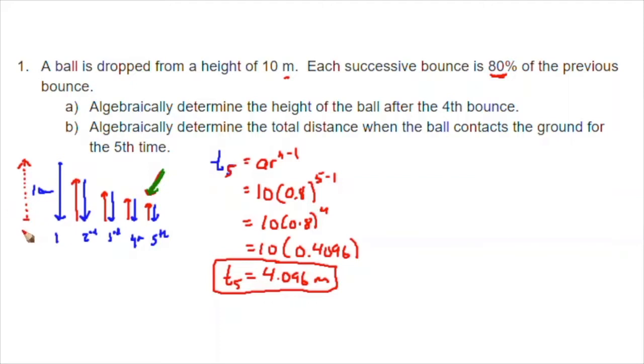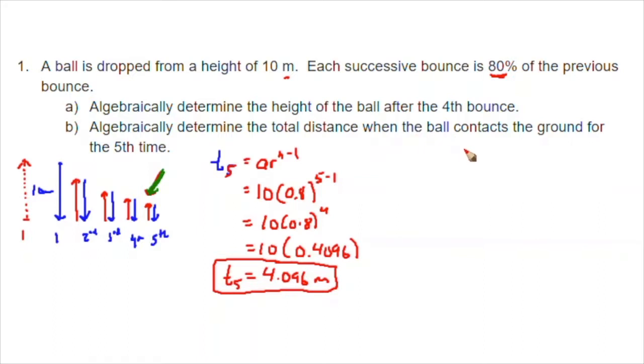And you can see again, here we're using this as the very first one, which is equal to our 10 meters. And this is the height after that first bounce. This is the height after the second, but you can see that it's term number 3. This is the height after the third, which is term 4. And this is the height after the fourth bounce, which is term number 5. Now let's tackle B here.